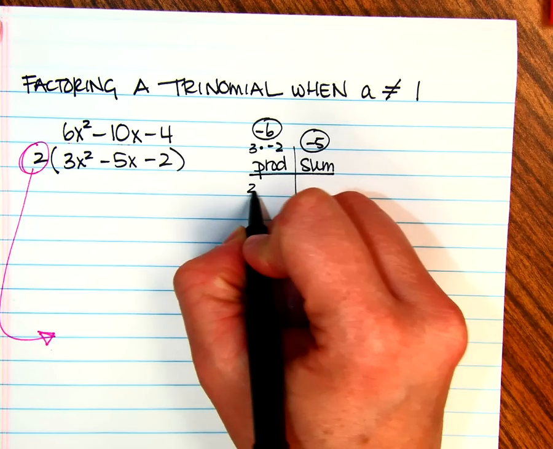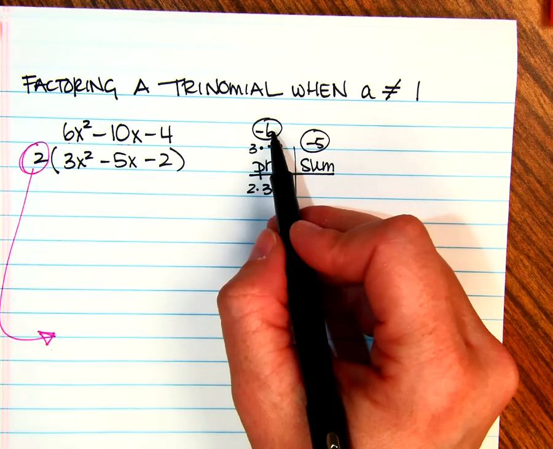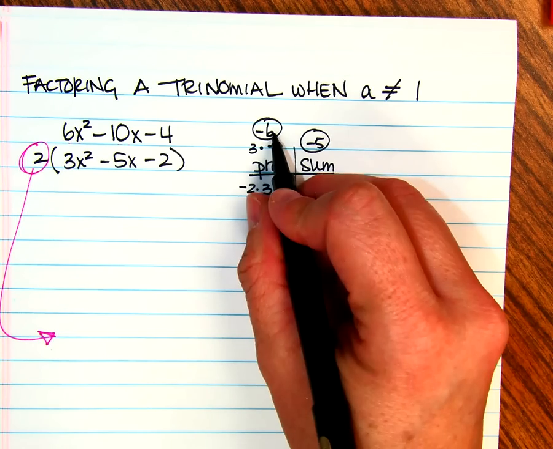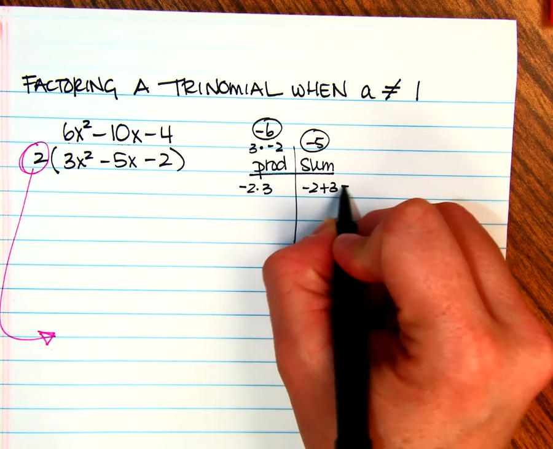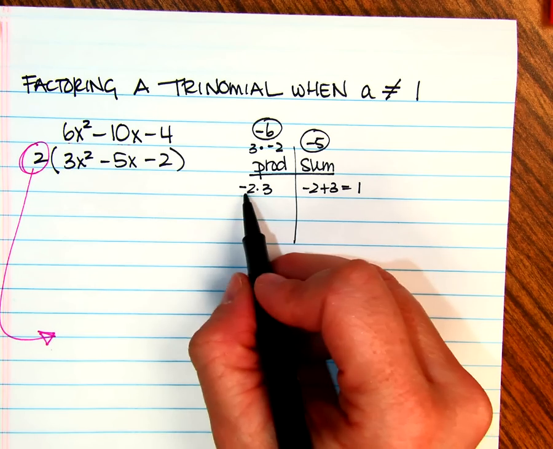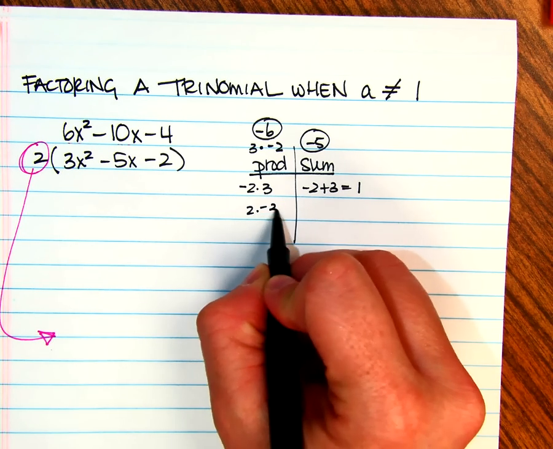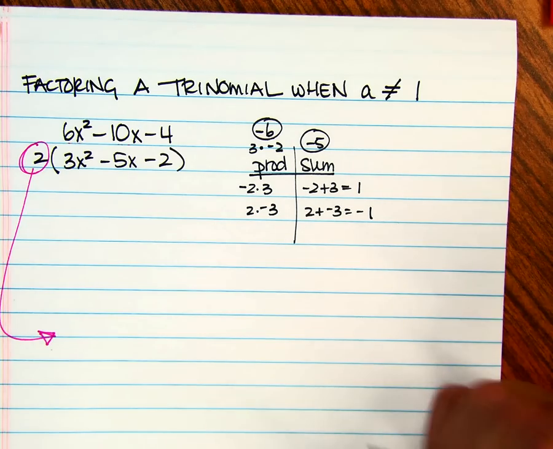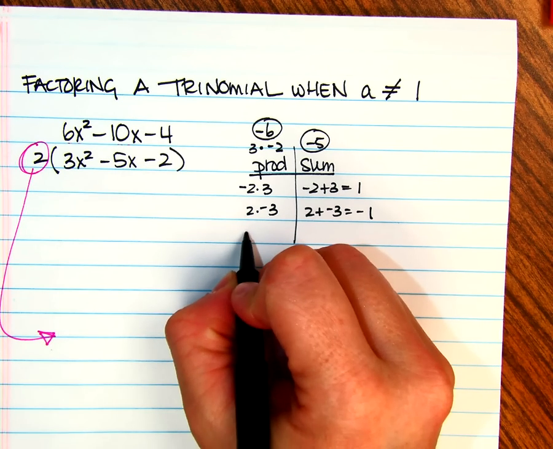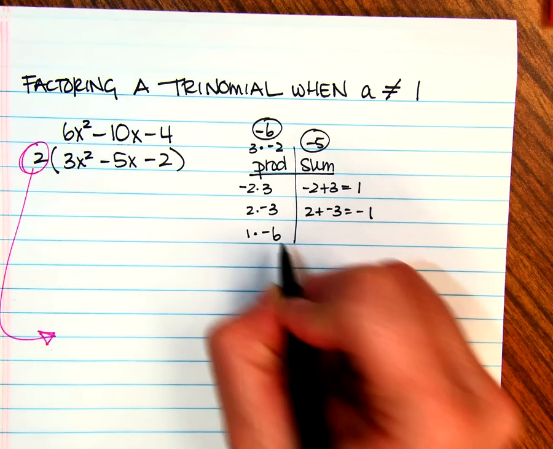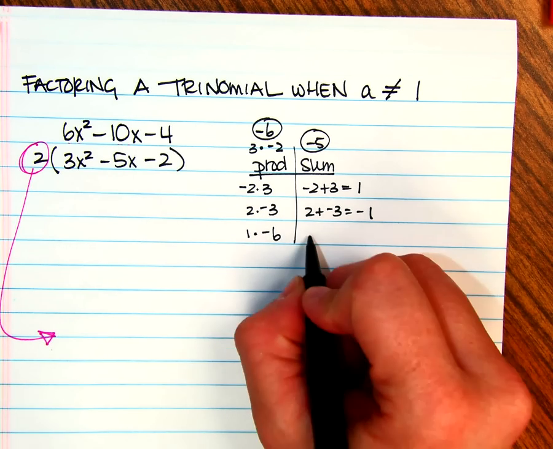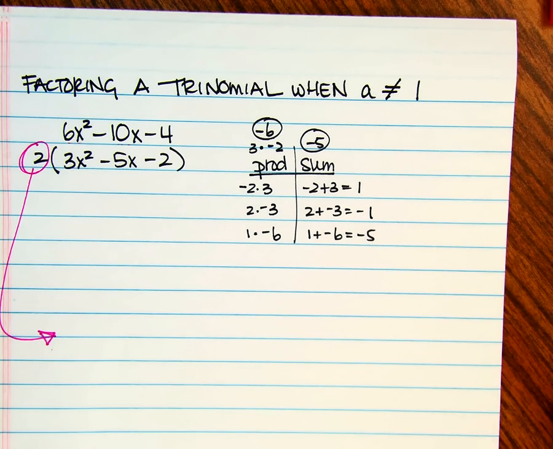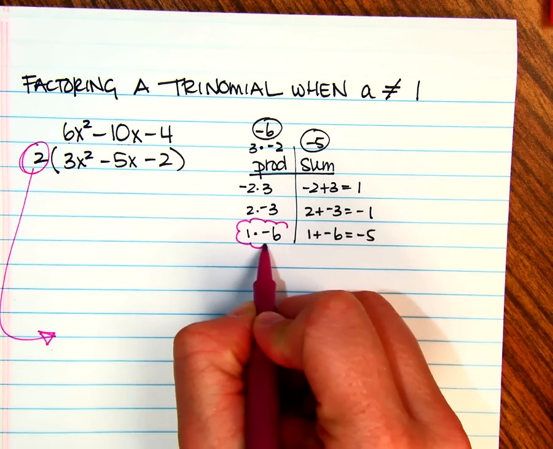So I have 2 times 3. Well, 2 times 3 gives me a positive 6, so I'm going to make the negative there. So that gives me now a negative 6. So negative 2 plus 3 gives me 1. If I move the negative on to the 3, it gives me a negative 1. So that's not it. The most common error is people forget about 1. So 1 times a negative 6 gives me a negative 6, and 1 plus a negative 6 gives me a negative 5. That's exactly what I'm looking for. So these are my two magic numbers.